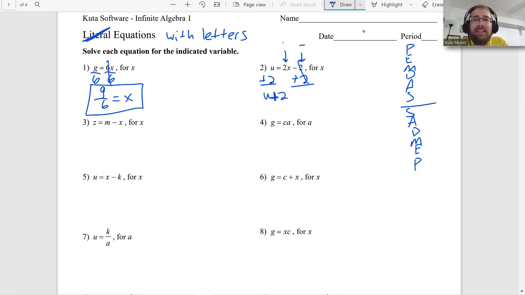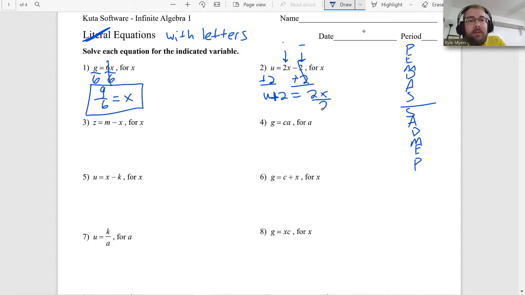Remember, when you've got letters and other letters or letters and numbers, you can't combine those. Don't try to combine them, okay? It's less work if you don't combine them, right? So just keep that in mind. You're doing less work, right? Cool. So this is equal to 2x.